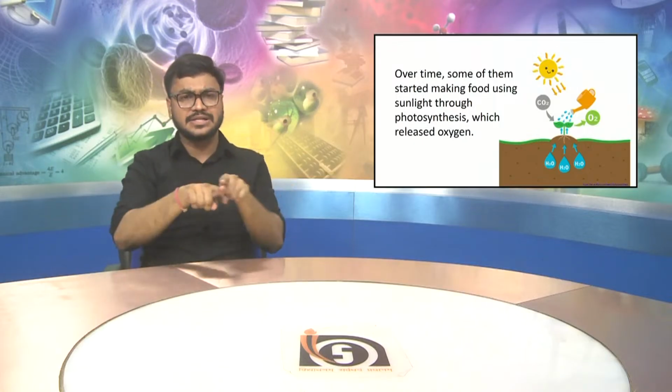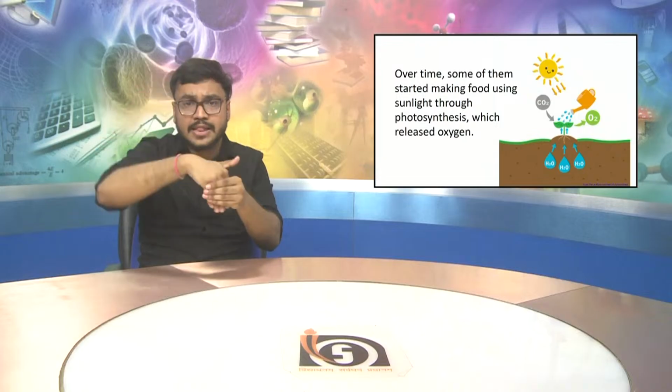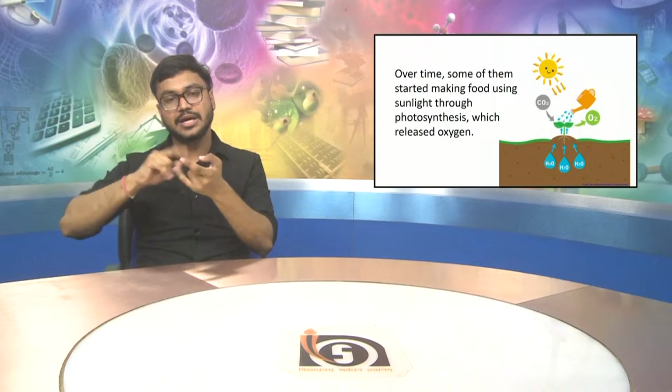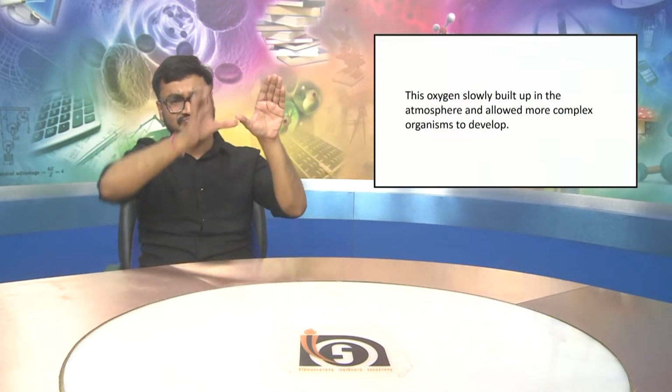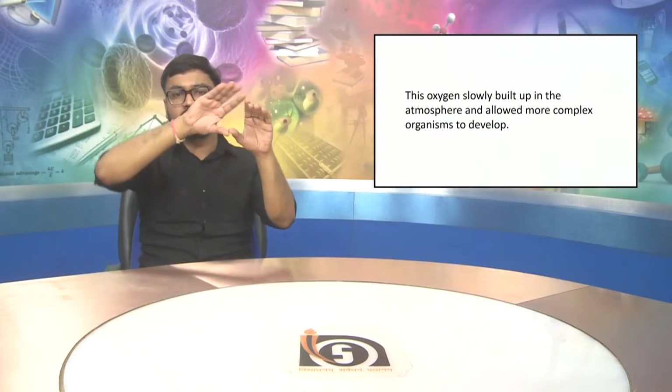Over time, some of them started making food using sunlight through photosynthesis, which released oxygen for our use. This oxygen slowly built up in the atmosphere and allowed more complex organisms to develop.